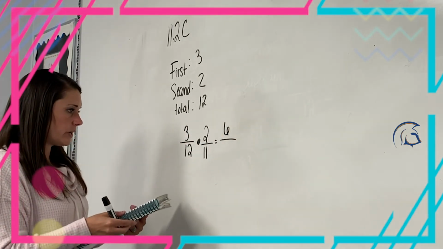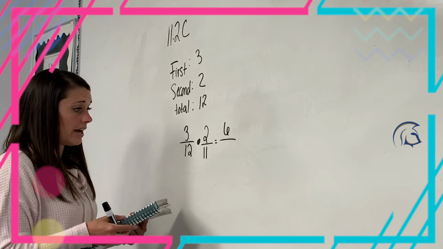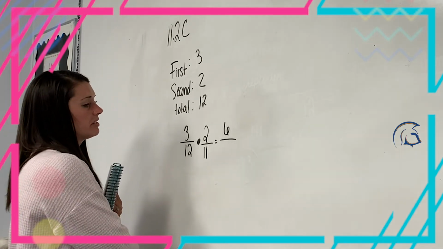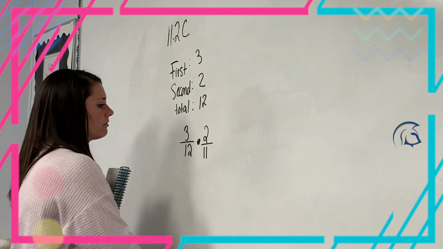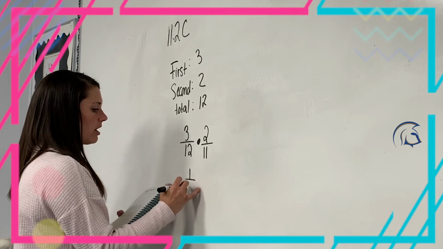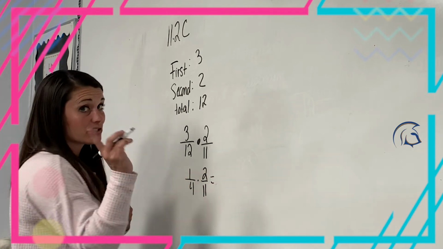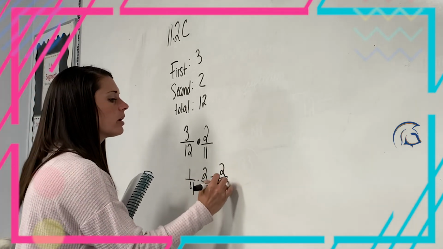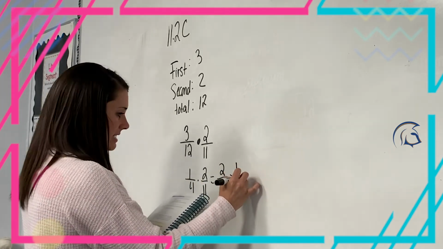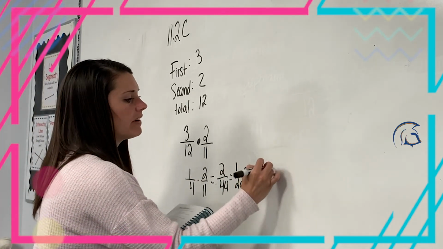2 times 3 is 6, and 11 times 12 is, well, I don't know. We could cross multiply because that's going to give me a big number. Let's go ahead and just reduce our fraction. So this is going to give me 1 over 4 times 2 over 11, and then that's going to give us 2 over 44, which we can reduce down to 1 over 22. And as a decimal, 1 divided by 22 is going to be 0.045.